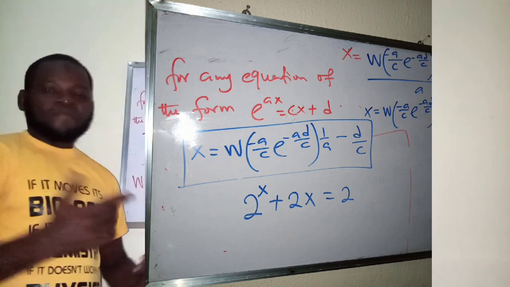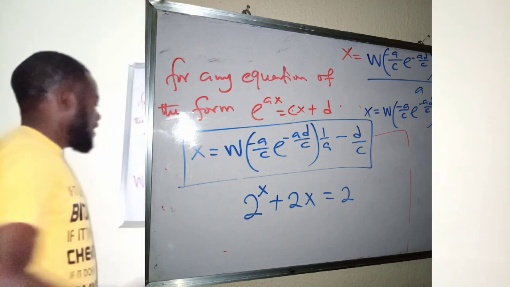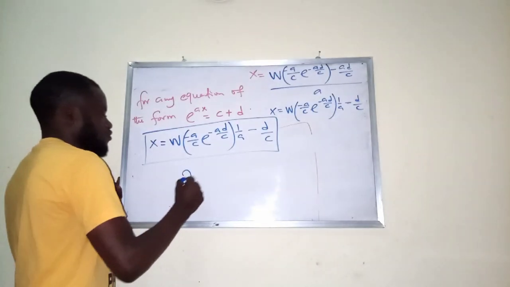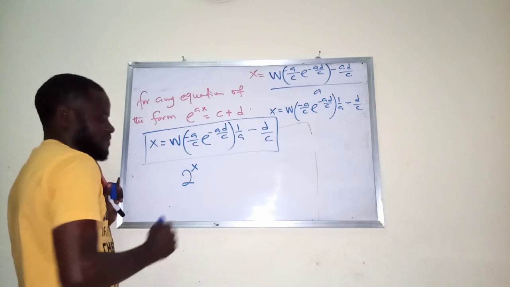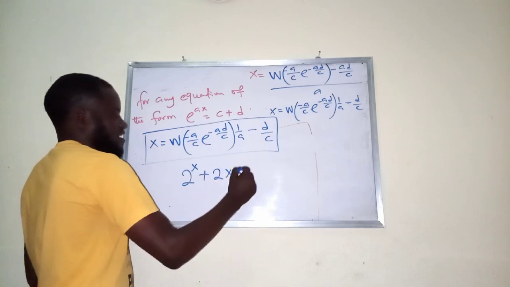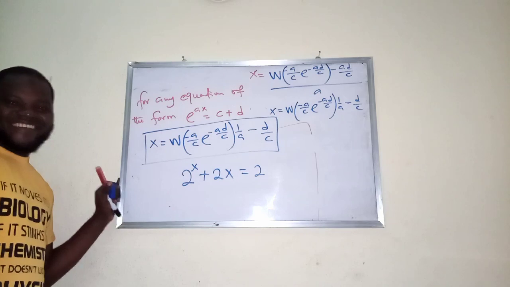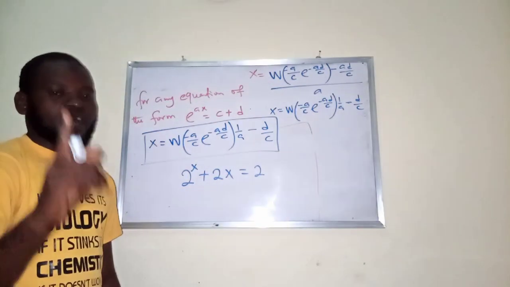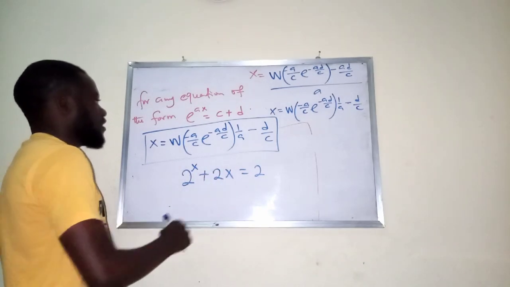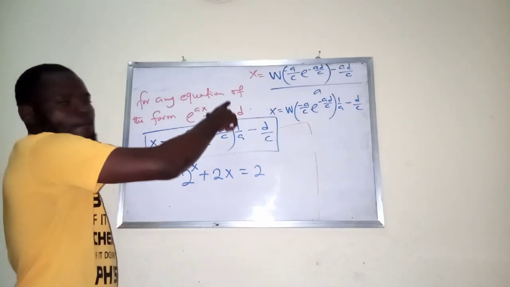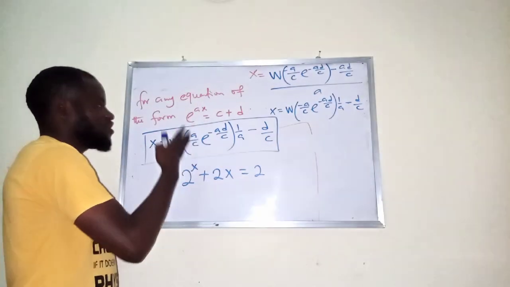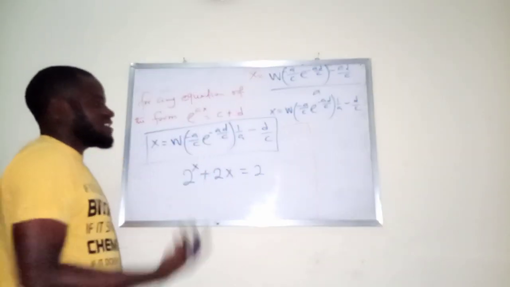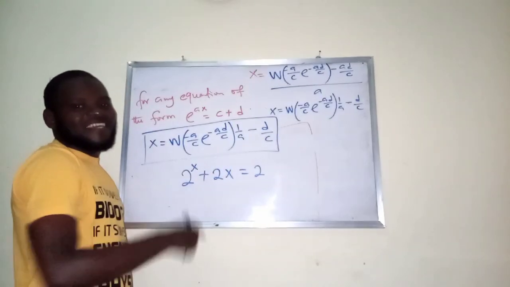So guys, that's it. Let me just quickly leave you with one similar problem like this: 2 to the power of x plus 2x equal to 2. If you are going to solve this, what are you going to do? All you need to do first is to rewrite this equation to become this form. Then you look for the one that will stand as a, the one that will be c, and the one that will be d. Now slot it into this general equation, then you have your answer.